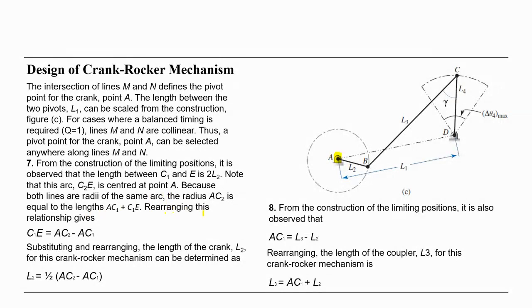With a certain scale, you can reduce or increase the length of the links, but the scale must be proportional. So then you see here also some equations given, but this is the way how we can design a crank rocker mechanism for a given imbalance angle and the oscillating angle like this.